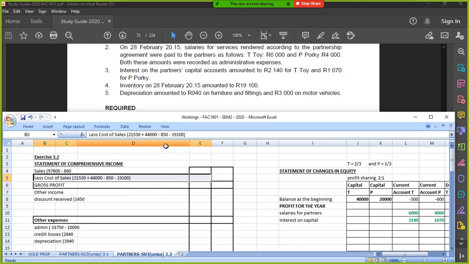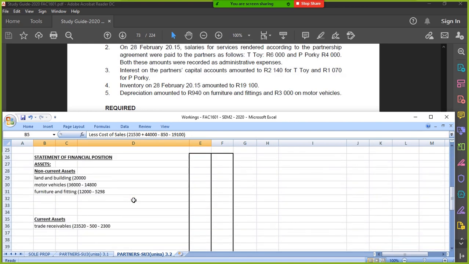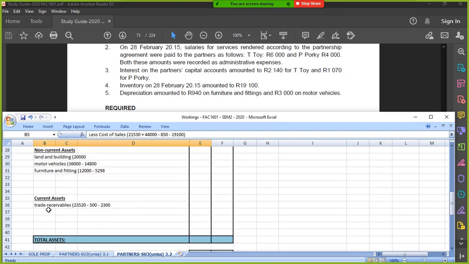All right, and then depreciation amounted to that. What is your working for this one? Did you add inventory to assets? We need to disclose it. We need to show closing inventory. Yeah, that's correct. Inventory would be 19,100.